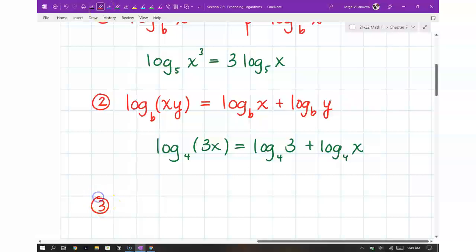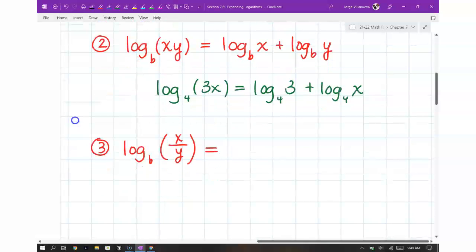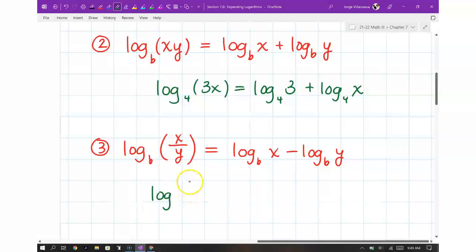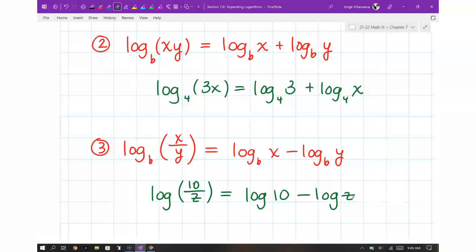Now, another one is if we have a fraction. Now, remember, division is related to subtraction. Okay, division is related to subtraction. So, I'm just going to write it log base b of x minus log base b of y. So just a tiny example, if we were to write log of, let's say, 10 over z, notice that's a log base 10, right? So that would be log of 10 minus log of z. Now I know log of 10 is 1, that's a property that we learned before. But I'm just going to leave it alone, okay? For now, we're just going to leave it log of 10 minus log of z.